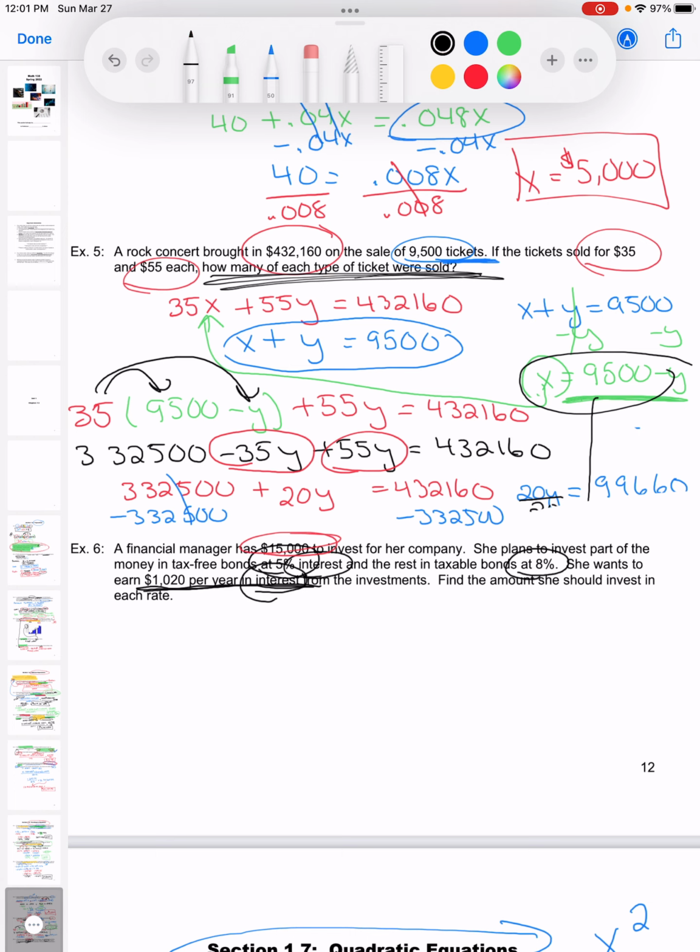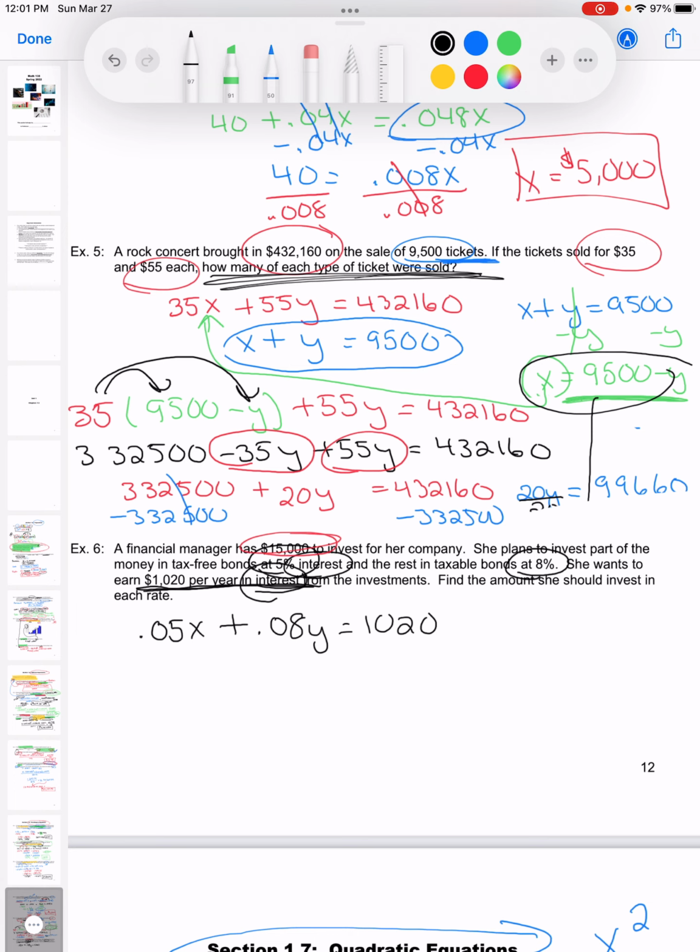All right, so let's see how your equations looked. So one, the tax-free bonds were at 5%. The taxable bonds were at 8%. And total, that should have given me $1,020 in interest. So that's what I was earning: 5% from one of them, 8% from the other, and the total I earned was $1,020.